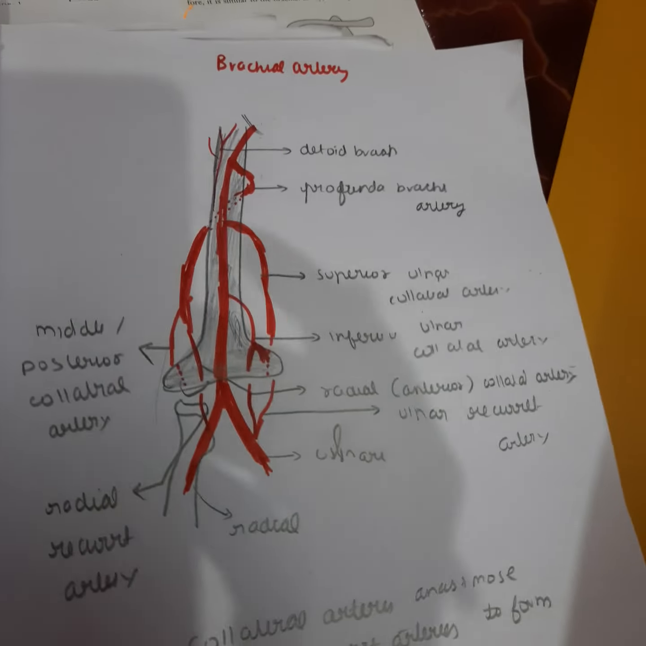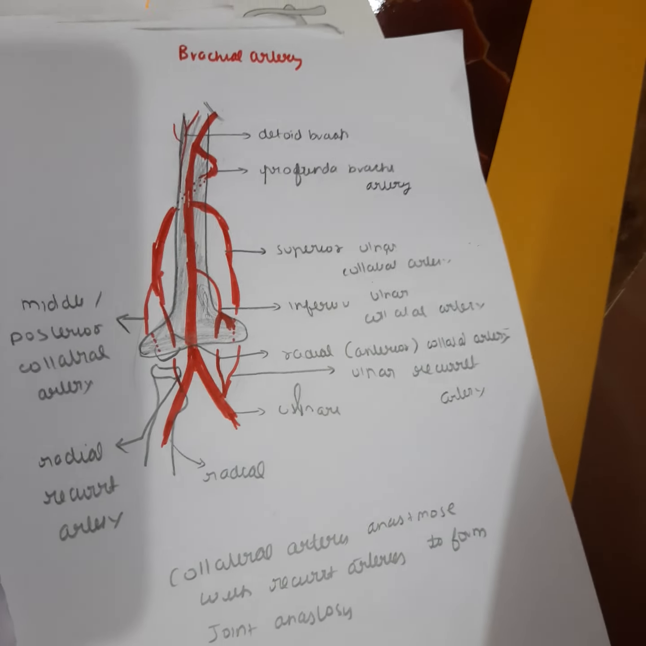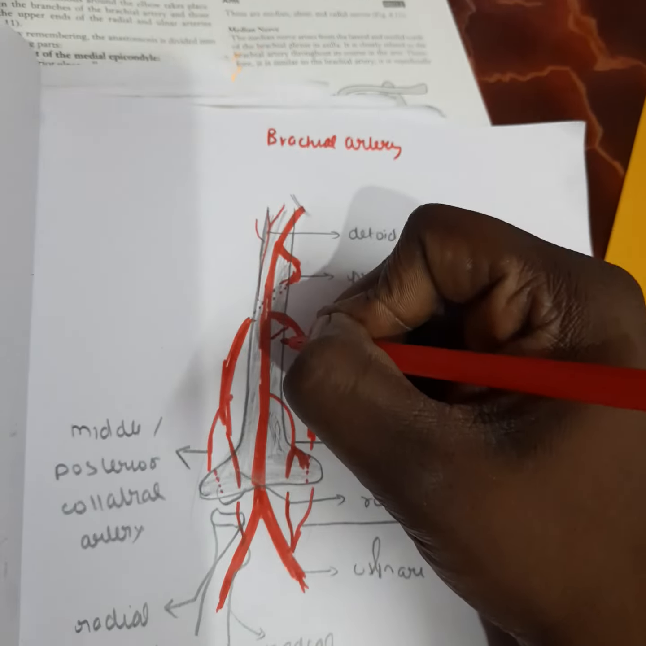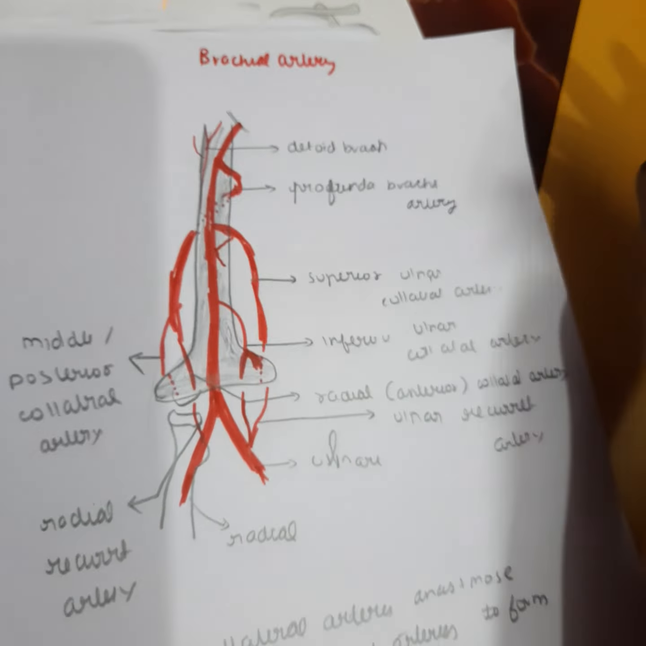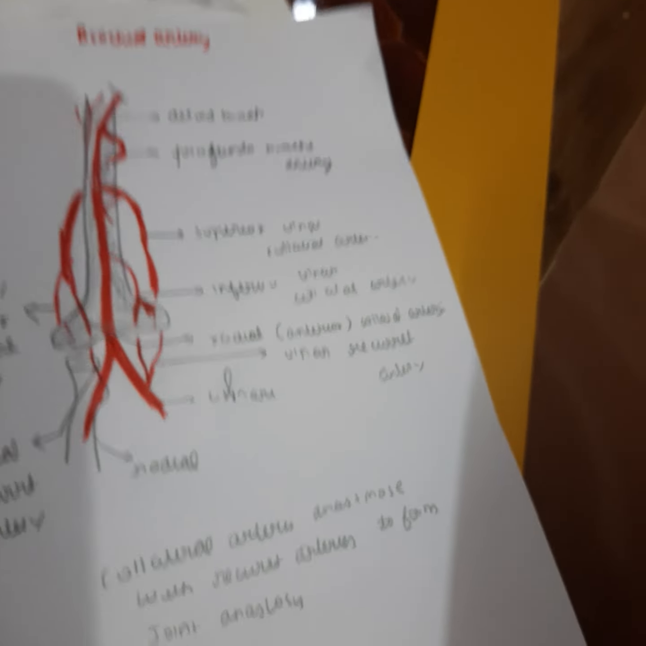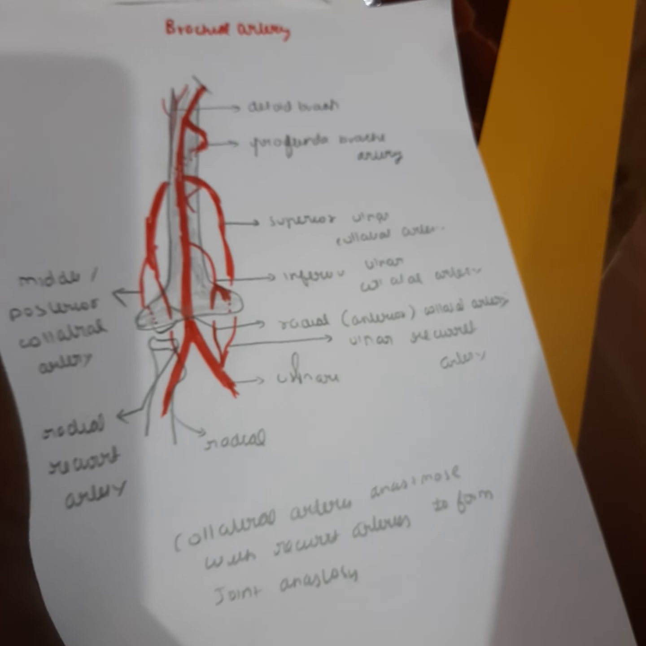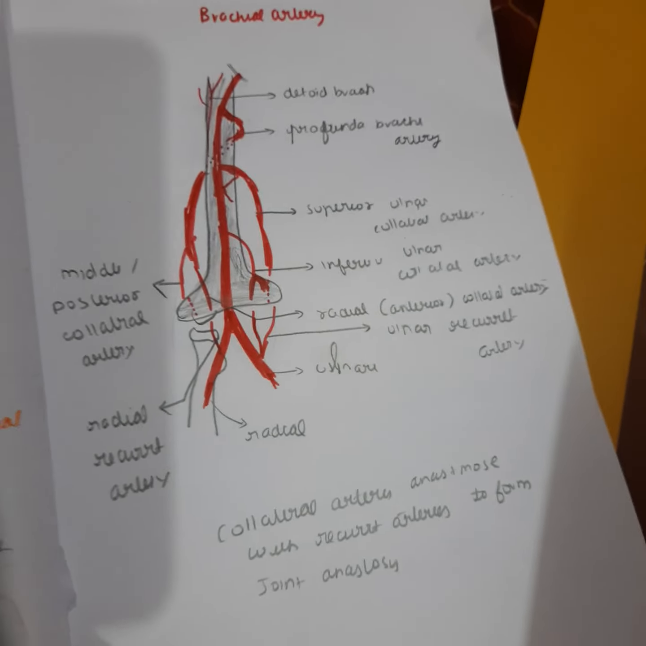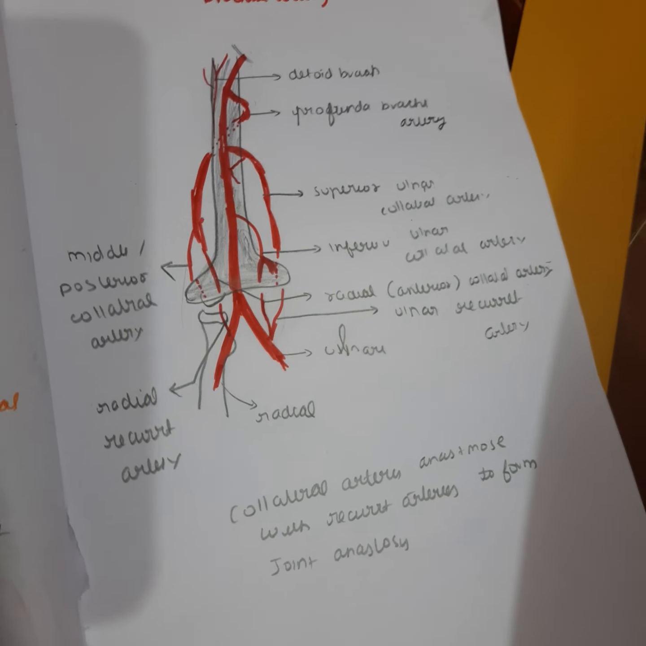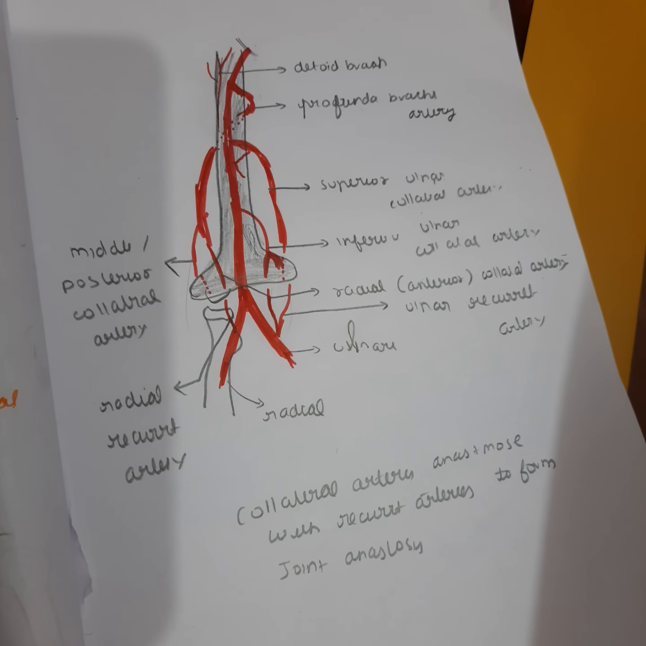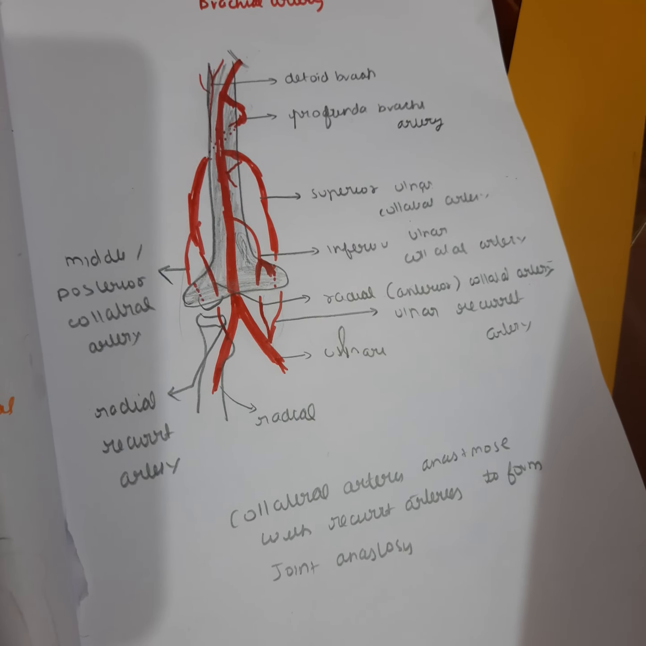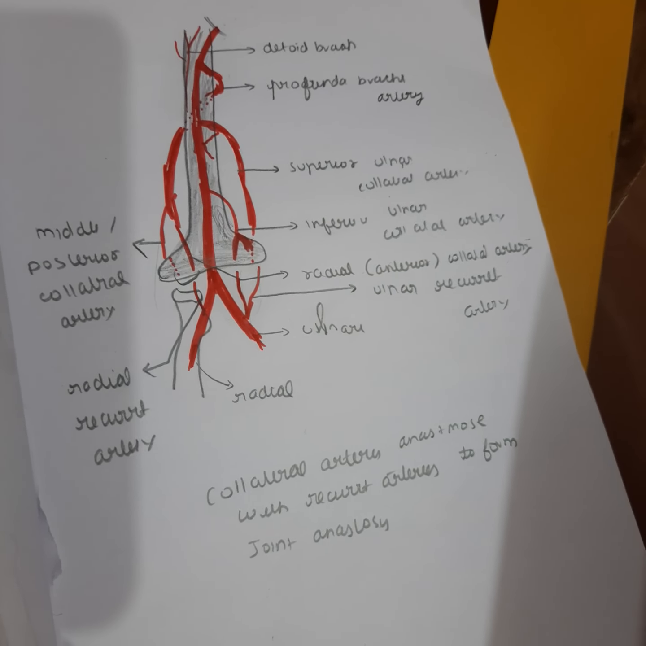And guys, there is another branch that arises from your brachial artery. This is called the nutrient artery, through the nutrient foramen. It's very important because this is the artery that supplies the whole of your humerus, and you know the humerus is a major long bone involved in the growth of your upper limb. So the nutrient artery from your brachial artery supplies your humerus bone. So I think that's pretty clear.